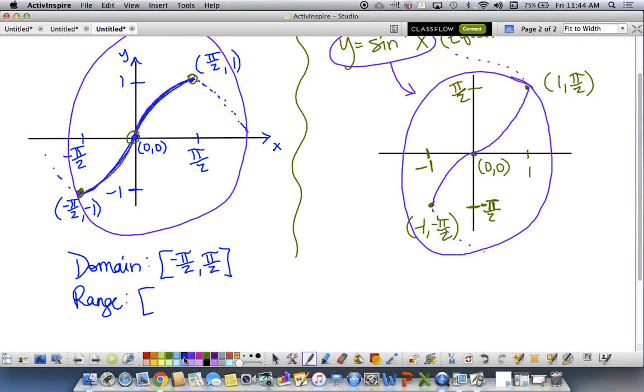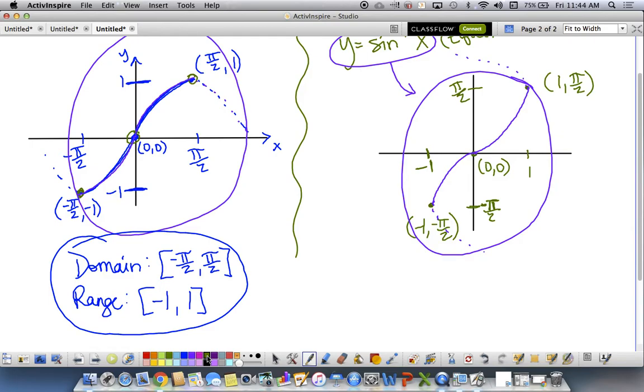Okay? What does it go down to? What does it go up to? You're right, it's going to go down from negative 1 to a positive 1. These will not change. Okay? Now, let's go on to the inverse.